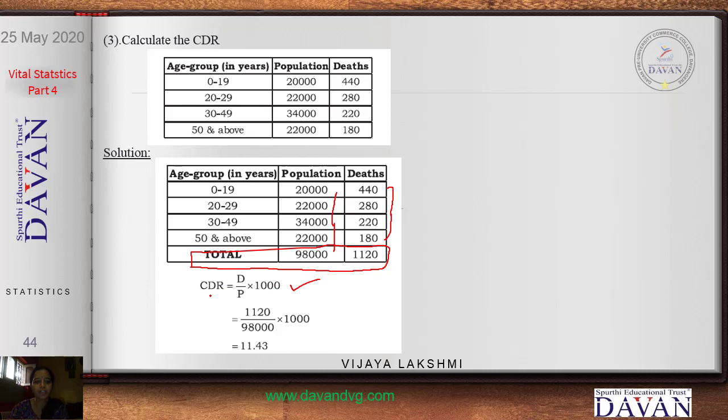Write the formula. CDR is equal to D by P into 1000. What is the death? We have the total as 1120. Write that in place of D. Population is 98,000. Write that in place of P into 1000. So on simplification we get 11.43 as the value of CDR.